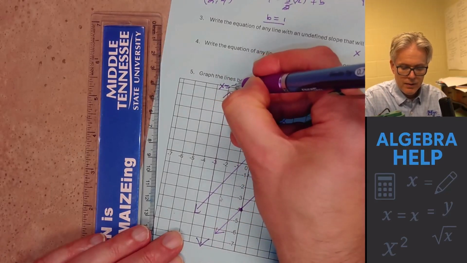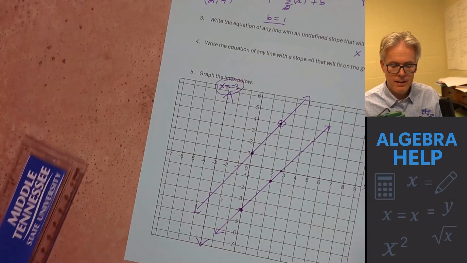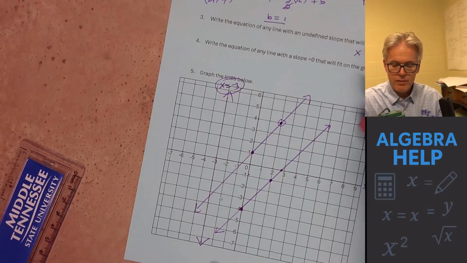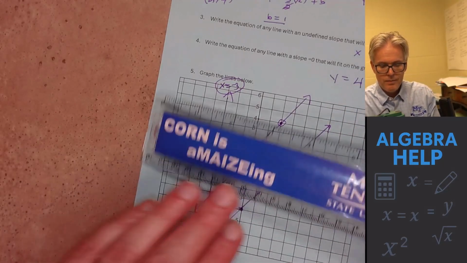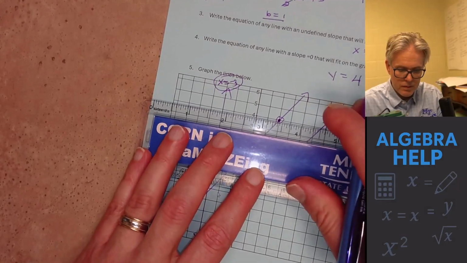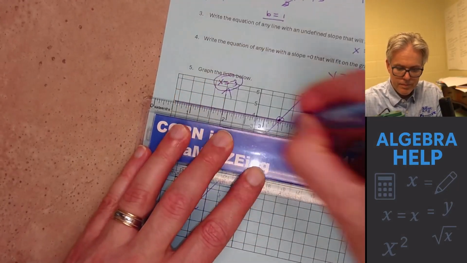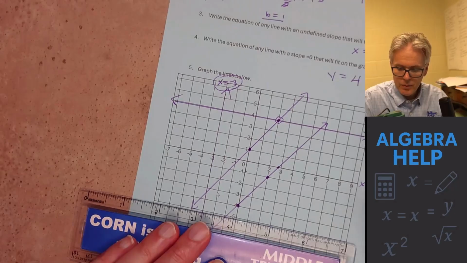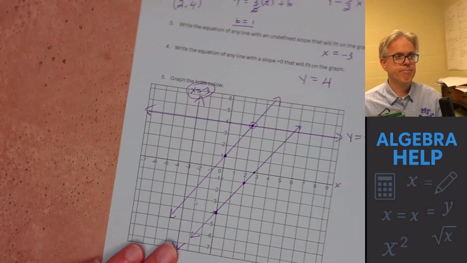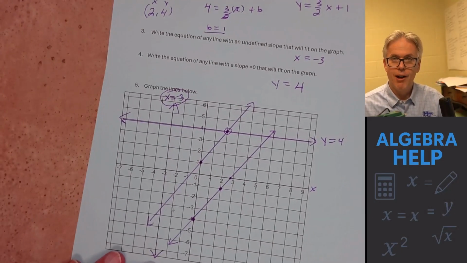X equals -3. And then write the equation of any line with a slope of 0. How about y equals 4? There we go. So y equals 4. All right. Hope that helps.